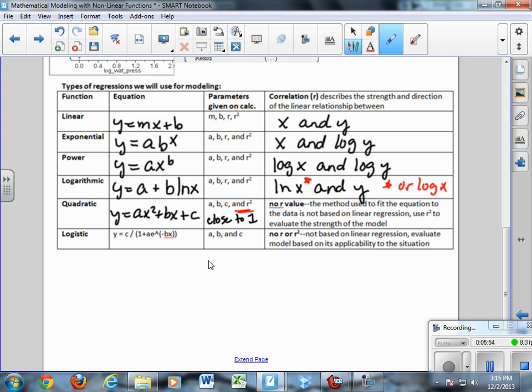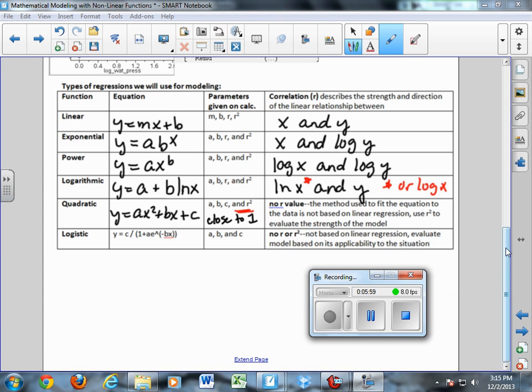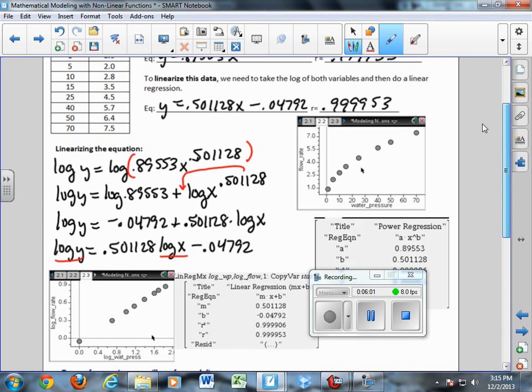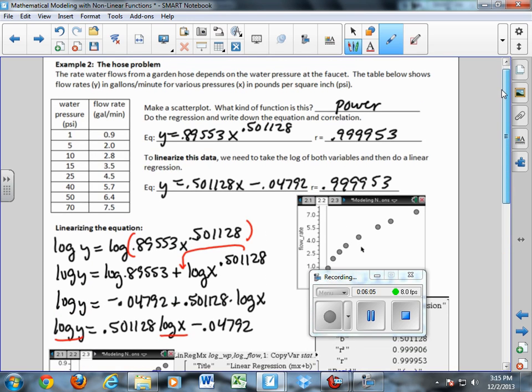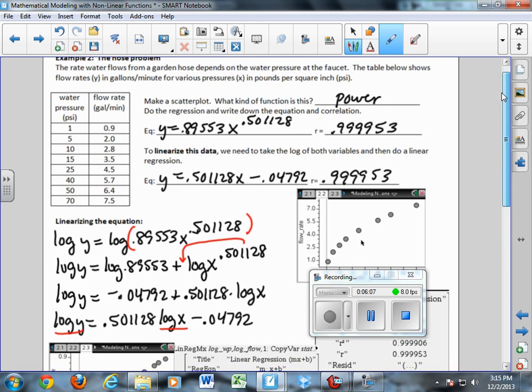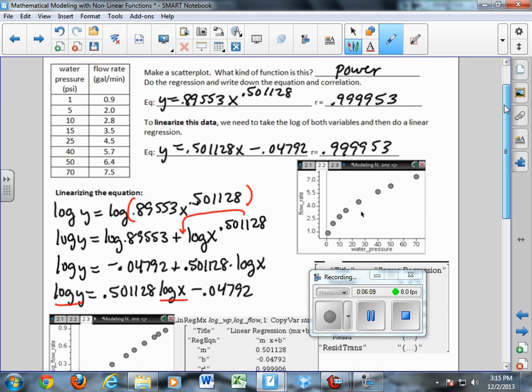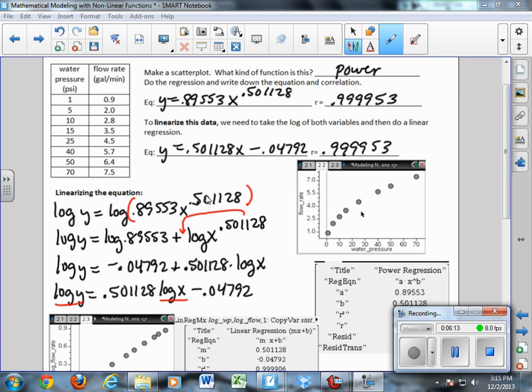So this whole concept of linearizing data is not something that you have to do when you're doing exponential or power regressions. You don't have to linearize the data first in order to interpret the R value, but just recognize that the R value is being calculated based on a linearization of the data, and that's why we can use it to see if the data has a good fit.